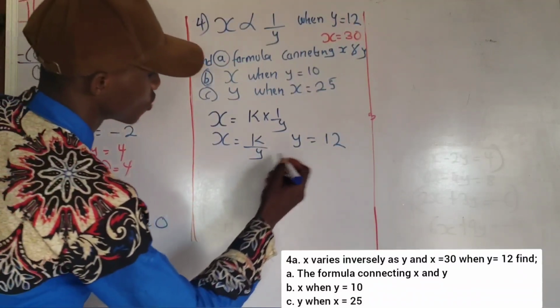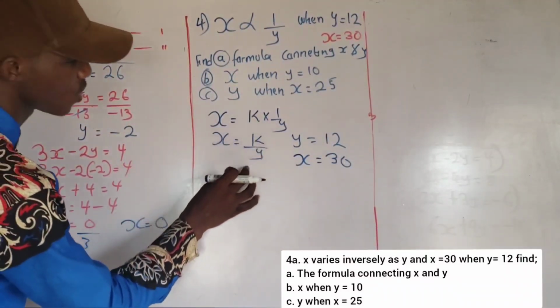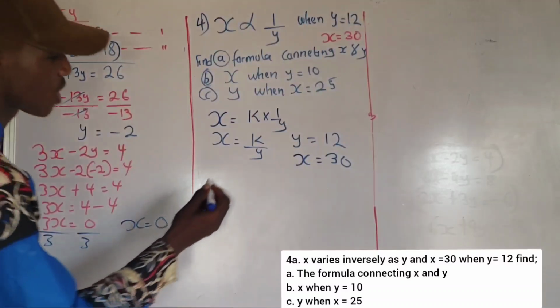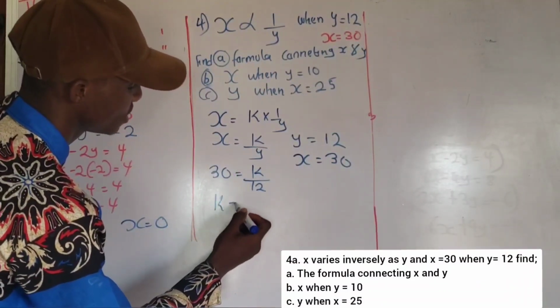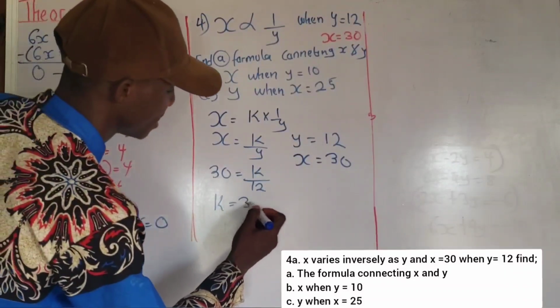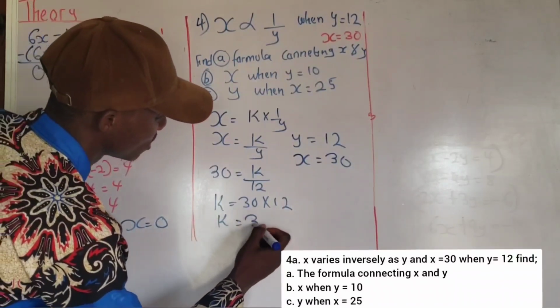Now, y is equal to 12 and x is equal to 30. So substitute the value of y as 12 and the value of x as 30. I'm going to have 30 equals k all over 12. You understand? So k, the proportionality constant, is equal to 30 multiplied by 12. Do you understand how I got that? If you don't, maybe you should listen to the first explanation that I did again, very well. Now, k is equal to 30 multiplied by 12. 30 times 12 is 360. So k is equal to 360.